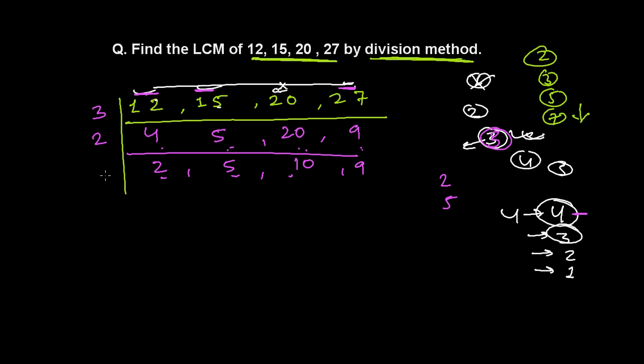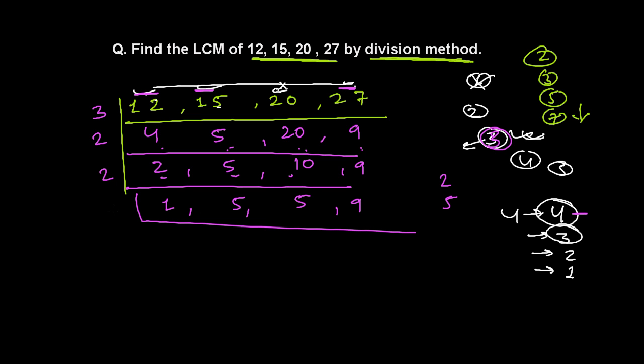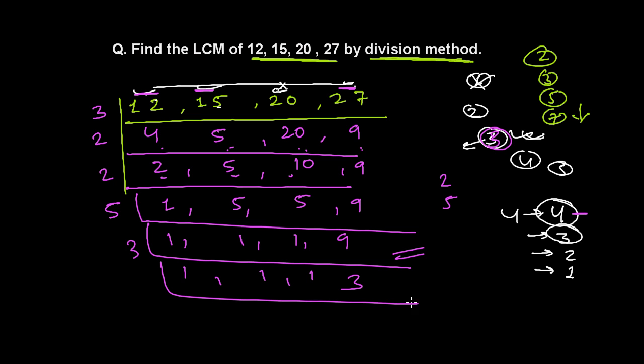I'm choosing 2 again. So 2 can divide this 2 times 1, and the 2 as it is, and this 2 by 5 times, and this is 9. And after that you can choose 5. So 1, 1 and 9. You can leave it here, and if you want you can go further like this: 3 times, 1, 1, 1, 3, and one more time 3, you can write 1, 1, 1, 1, 1 and 1.